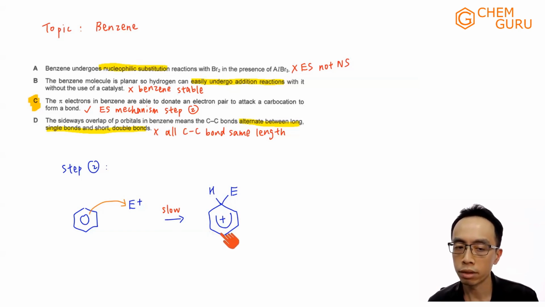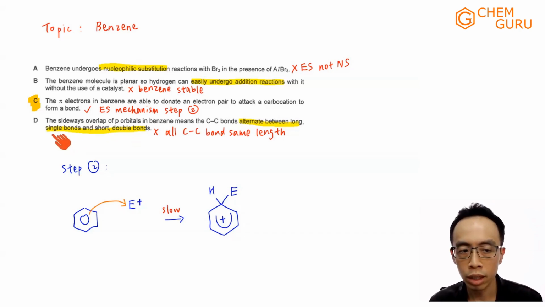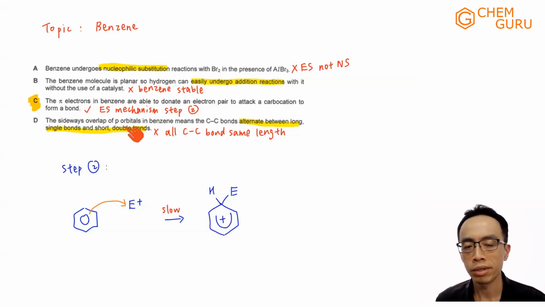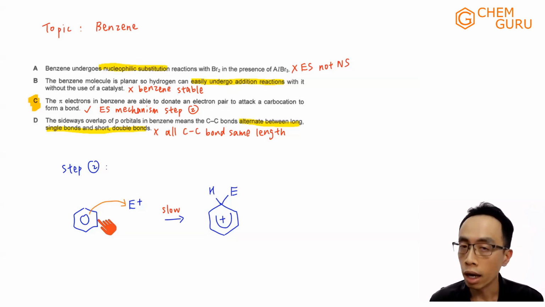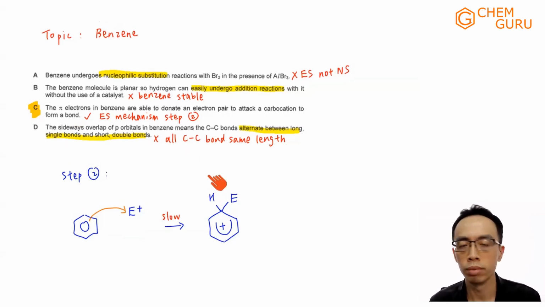So we should be able to recognize this, and it is consistent with statement C. The pi electrons in benzene donated to attack a carbocation to form a bond. So C will be my answer here. Now D, the sideway overlap involving the p orbitals in benzene means that I'll have alternate long single bonds and short double bonds is totally not correct. All the carbon-carbon bonds in benzene are equal in bond length and bond energy, so D is not correct. So the answer to this question will be C.